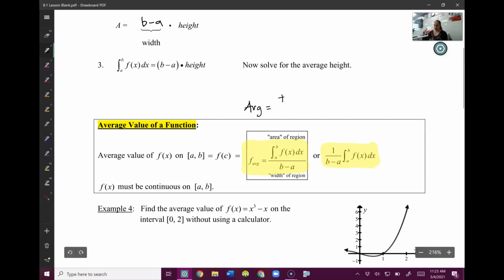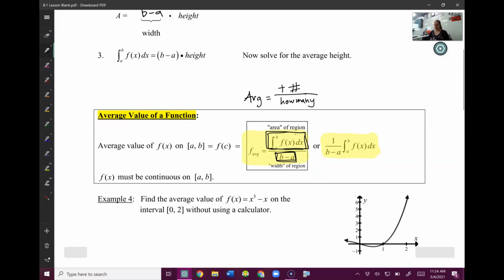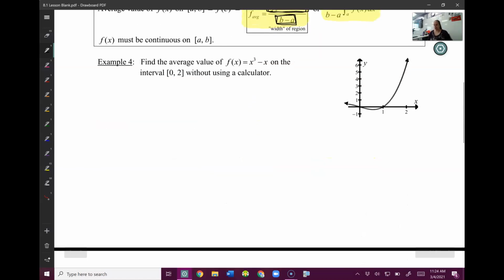And this should form some connections for you, because we've memorized for years that average is where you add all the numbers together and divide by how many there are. We know that that's the average. Well, this is adding up all the space under the curve and dividing by the width of the curve. So that's kind of what I use to remember it. The integral divided by the width is your average value of the function. So let's try that on our first example.